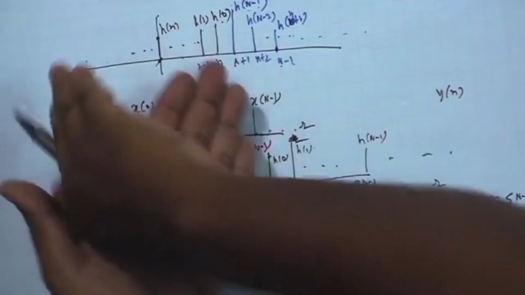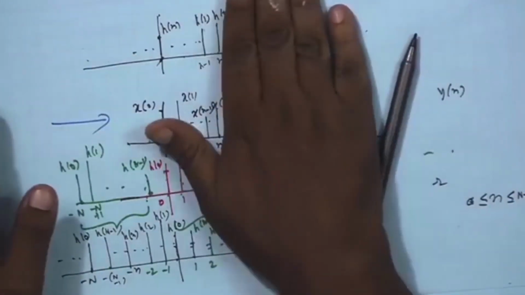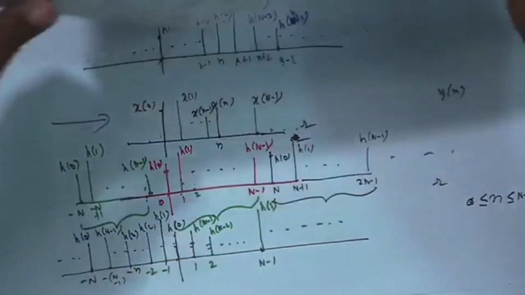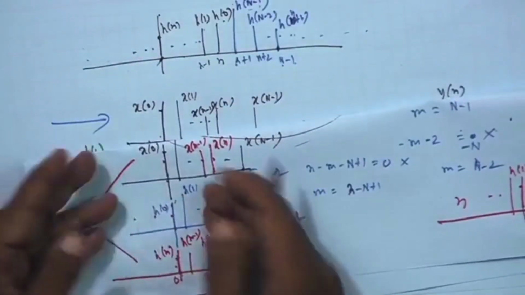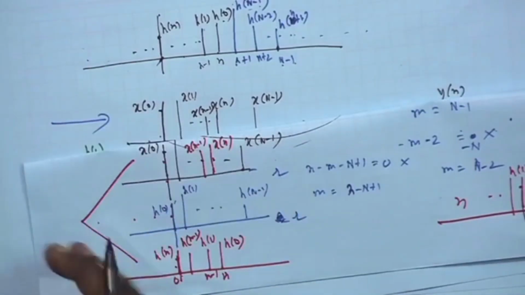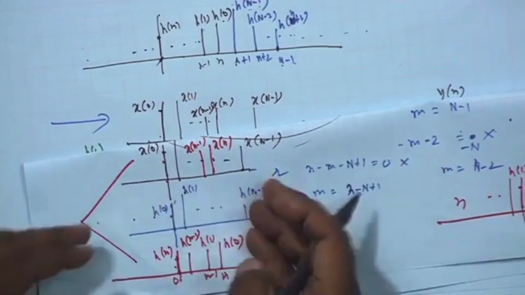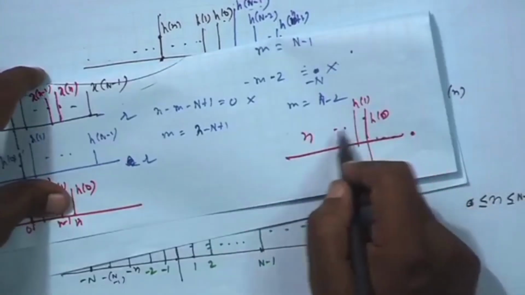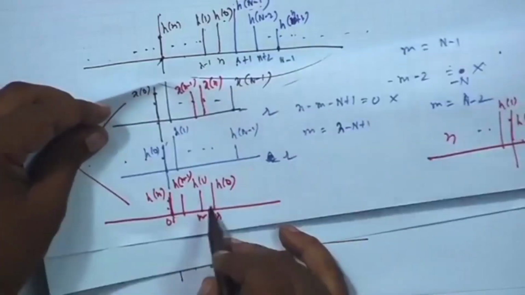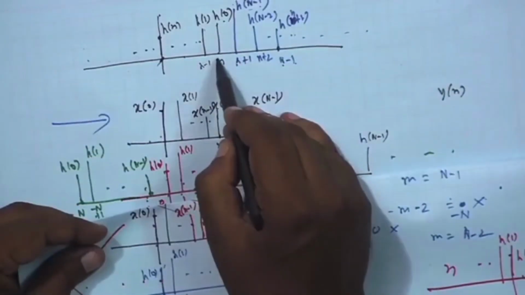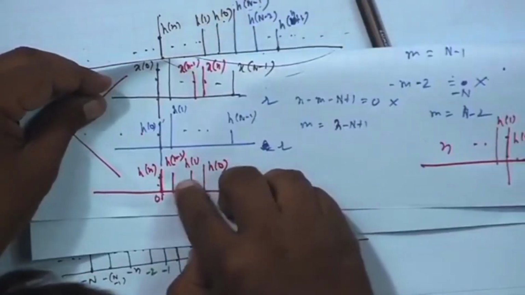That is the H sequence shifted, I mean flipped. x is as it is; H was shifted and then flipped, like this: H 0, H 1, H 2, and then brought back here, that is, shifted to the right by n. So H 0 comes at the nth point, then H 1 up to H n.